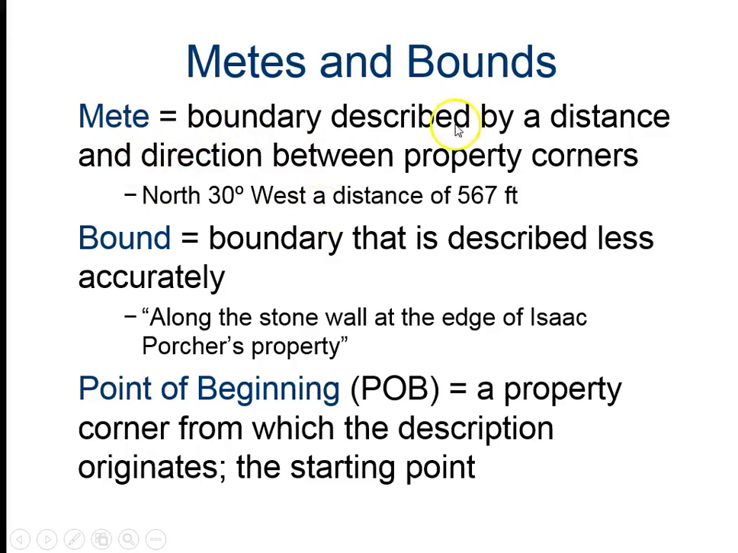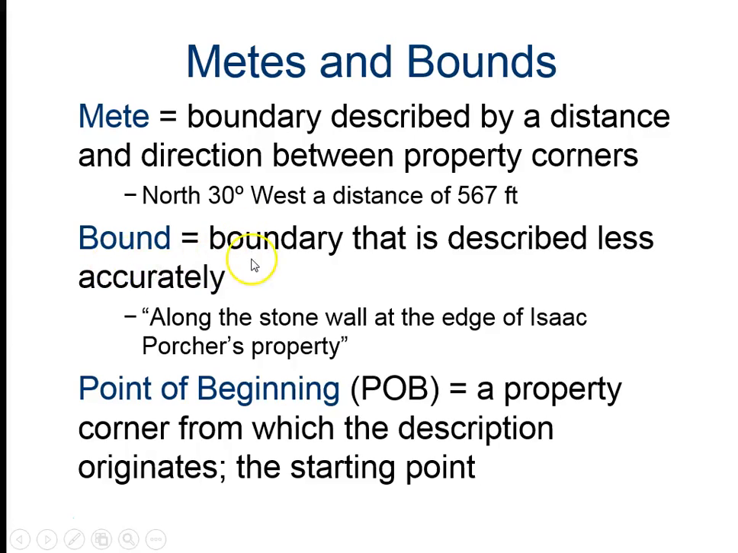A mete is a boundary described by a distance and a direction. So that's a vector, distance and direction, between property corners. First, you need to know the direction. North, 30 degrees west. Always think, start here, go this far in this direction. Let me say that again. Start here, go this far in this direction. You may want to rewind that and write that part down. And then this is how far you go.